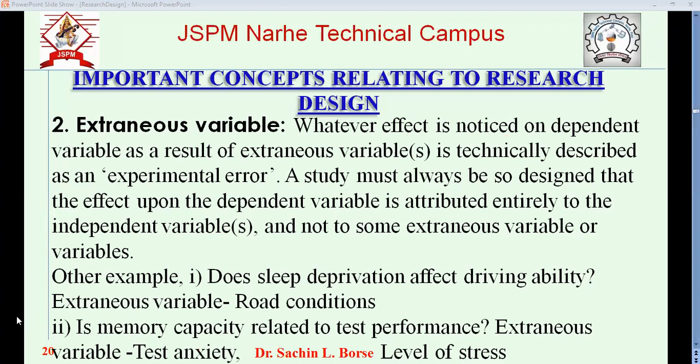Okay, got it? We have three examples in total. Okay, four examples. Yes, sir. Three examples. Yes, sir. Okay.